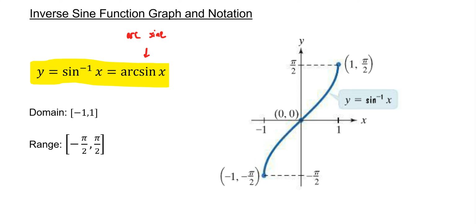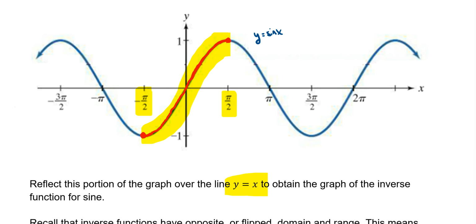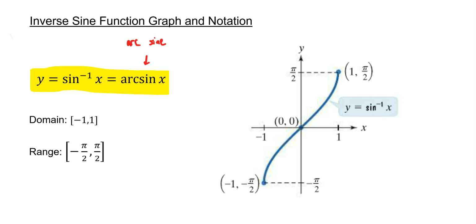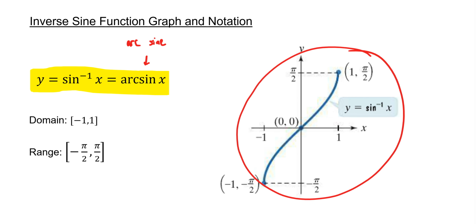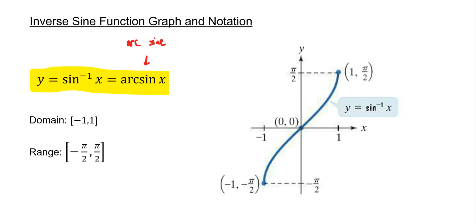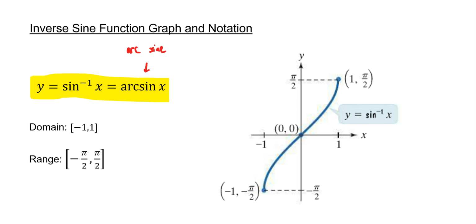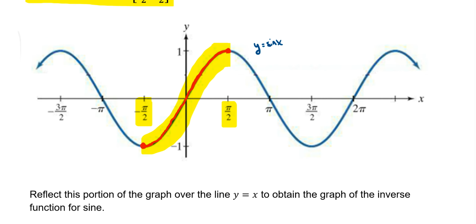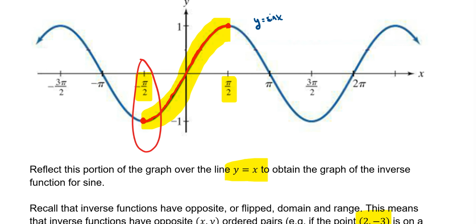Taking a look back real quick at the previous page, if we took this little sliver of sine of x from negative pi over 2 to pi over 2, and if we reflected that portion over the line y equals x, it would actually look like this graph right here on the right. Another thing, remember what we just said with inverse functions, they have flip-flopped domain and ranges. Notice that we have the restricted domain, negative pi over 2 to pi over 2, and the range is still -1 to +1.